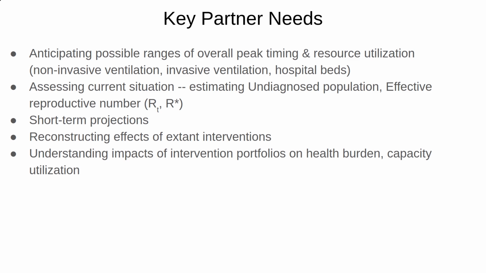A second need related to really assessing the current situation. Where are we at? Are we at a situation where we're anywhere near herd immunity being attained? How many undiagnosed infected people are there likely out there? What's the effective reproductive number, the number of people infected by a given infective before they recover right now?